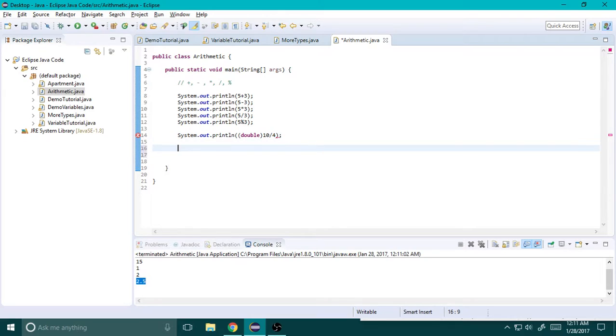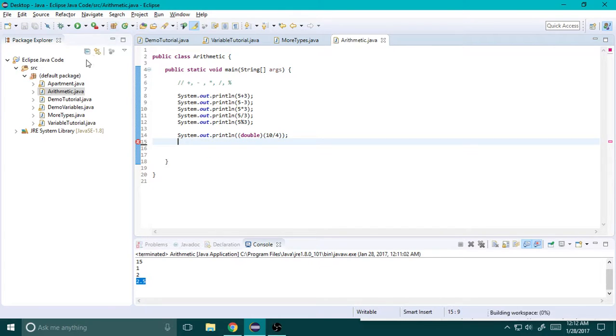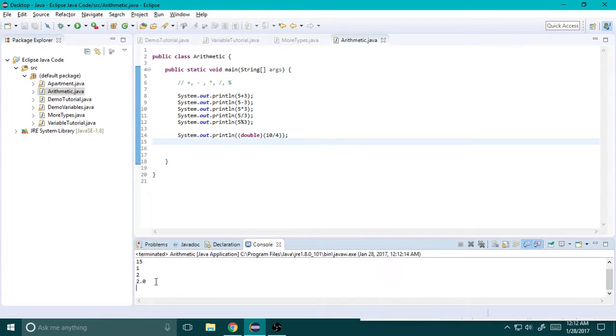But note to self that you don't want to do something like this. You don't want to do double parentheses 10 divided by 4, because watch what actually happens when you do that. I'll copy and paste that, and I'll put parentheses in between here. Or did I do that right? Oh, let me delete this. Okay, watch what happens. You get 2.0. So the truncation still occurs.